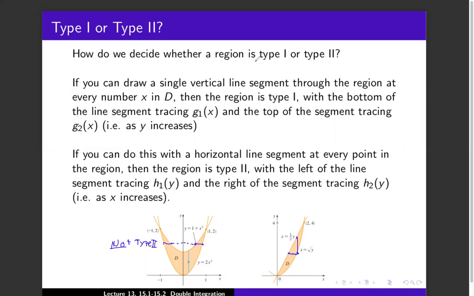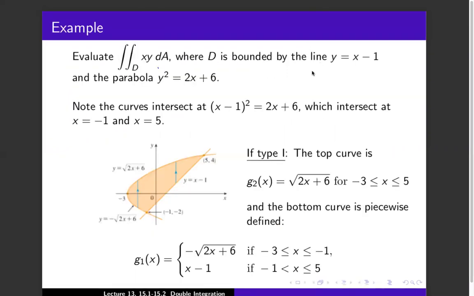So you have to make a choice. Sometimes you'll have regions that are both type 1 and type 2, and you have to make a choice which one you're going to use. So part of the skill here is recognizing what the right choice is, or what the better choice is.